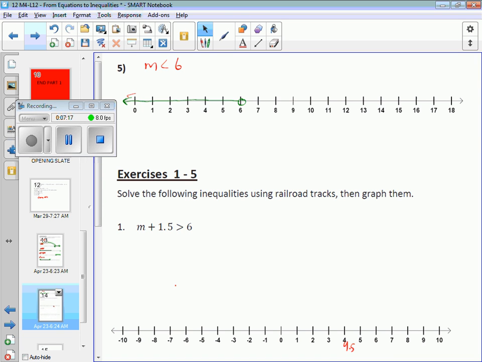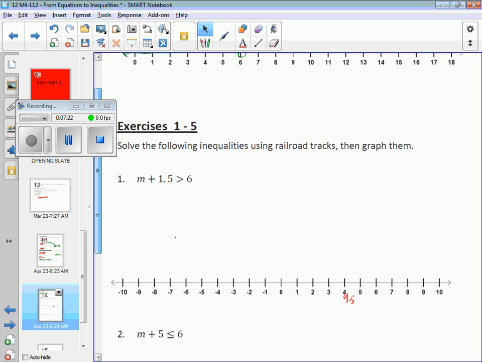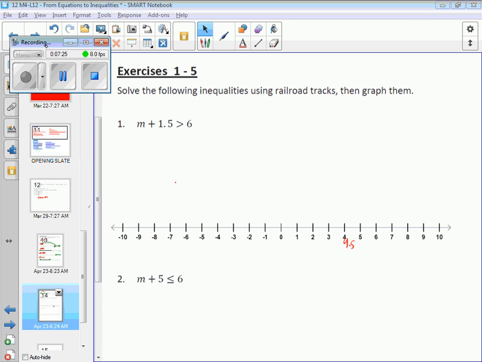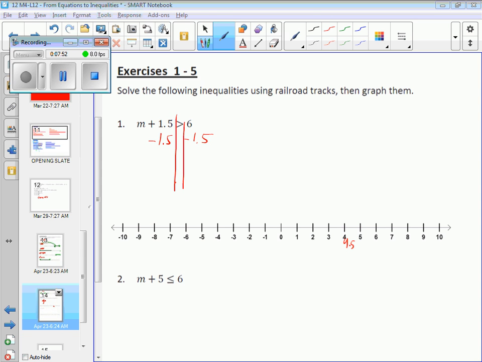All right, let's put it all together. Let's do exercise 1 together, and then I'll let you finish it up on your own. Okay, what do I have to do first here? What do I have to do first before I can even graph it? I have to railroad it out. Okay, so I make my tracks. What do I have to do first? What cancels out?